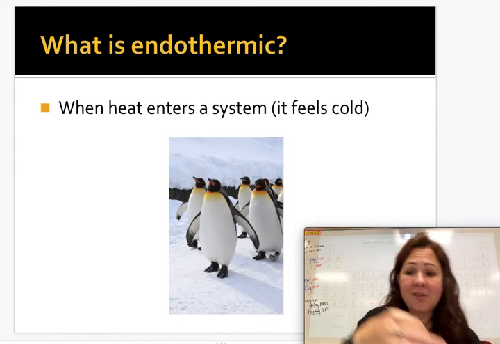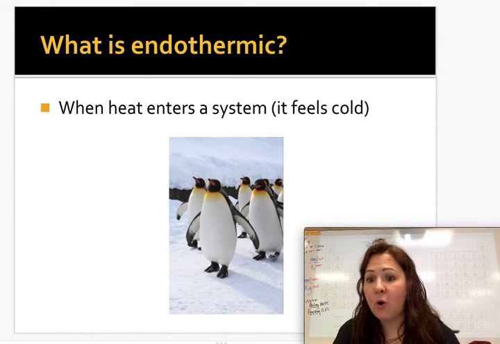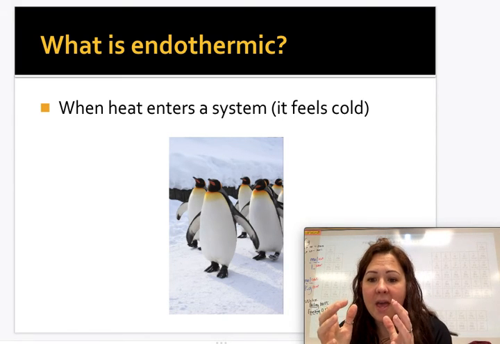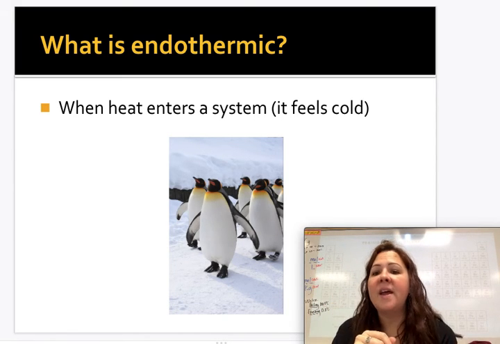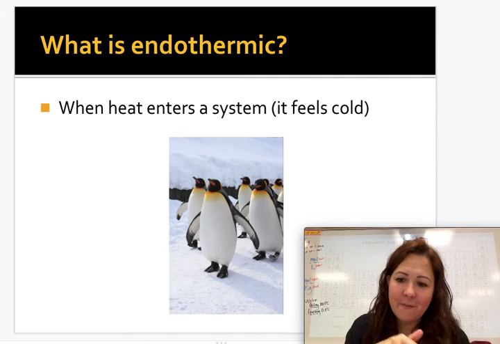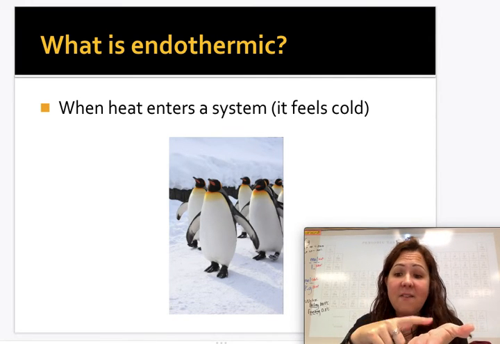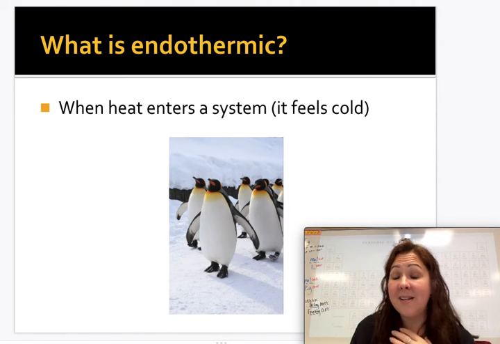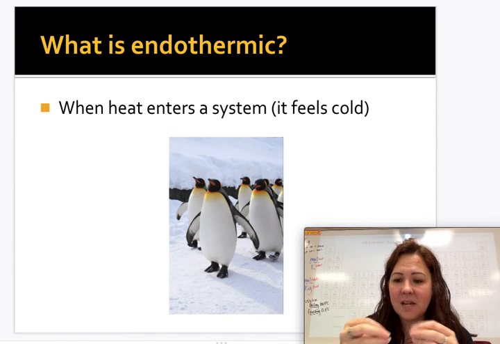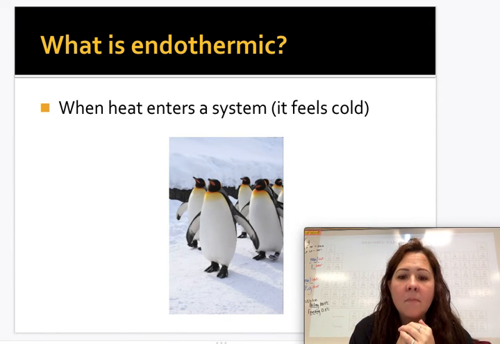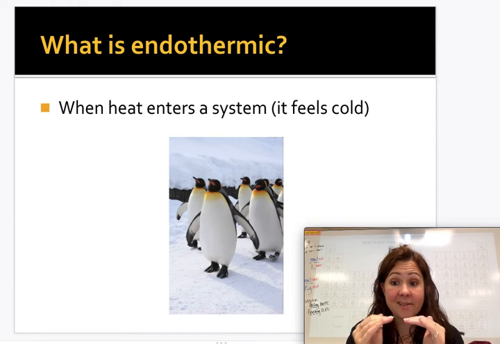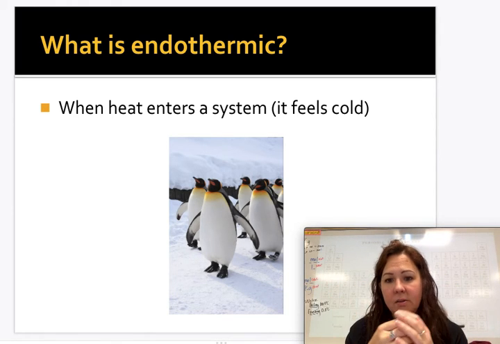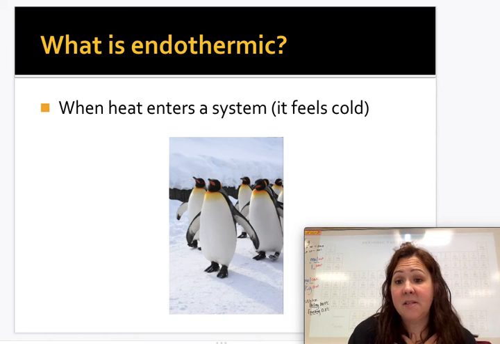Endothermic, heat enters into the system. So it's going to feel cold to you. So if I'm holding an ice cube, that energy from my body, from my hand, is leaving my hand and it's going into the ice cube. So it's going to feel cold to me because the heat itself is leaving. So if the ice cube is the system, the heat is leaving me and it's entering into it. So it is actually getting warmer, which is why it melts. But I feel cold because it's stealing all of my energy.